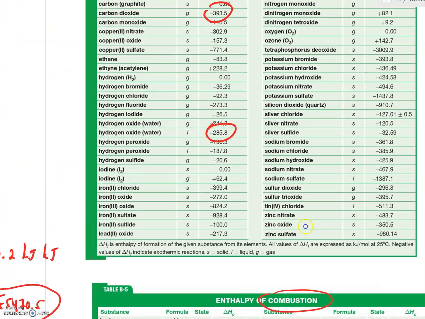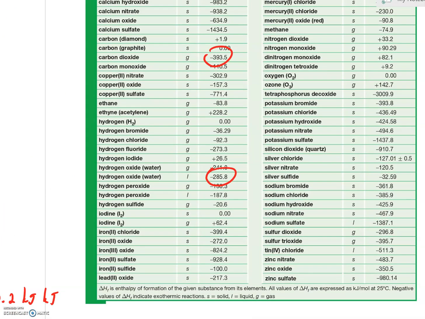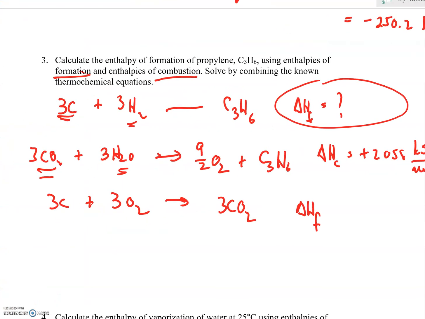And so for carbon dioxide, the heat of formation is negative 393.5 kilojoules, but we're going to be multiplying this by 3. So negative 393.5 times 3 is now negative 1180.5 kilojoules.